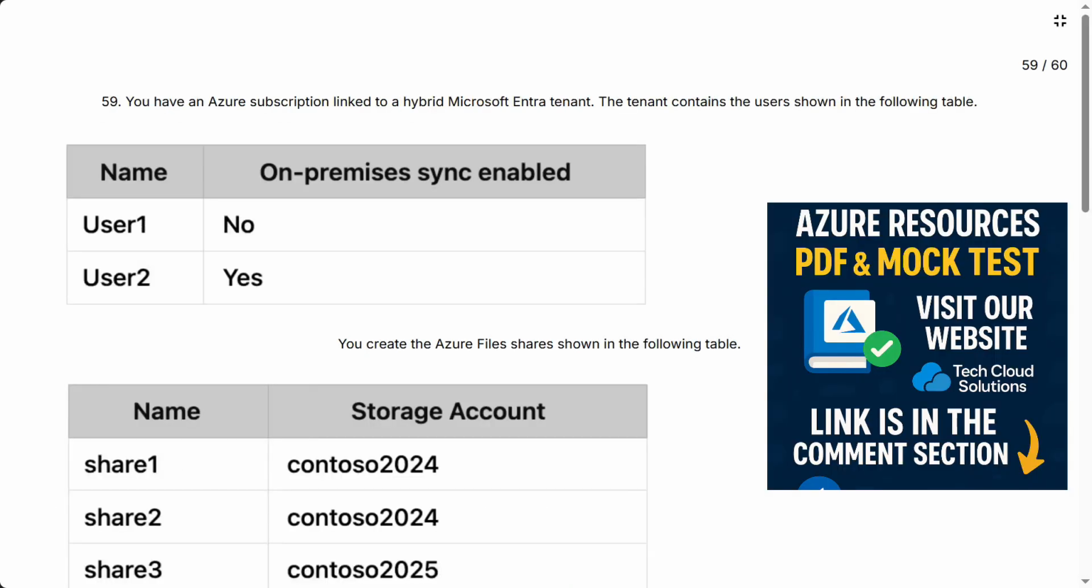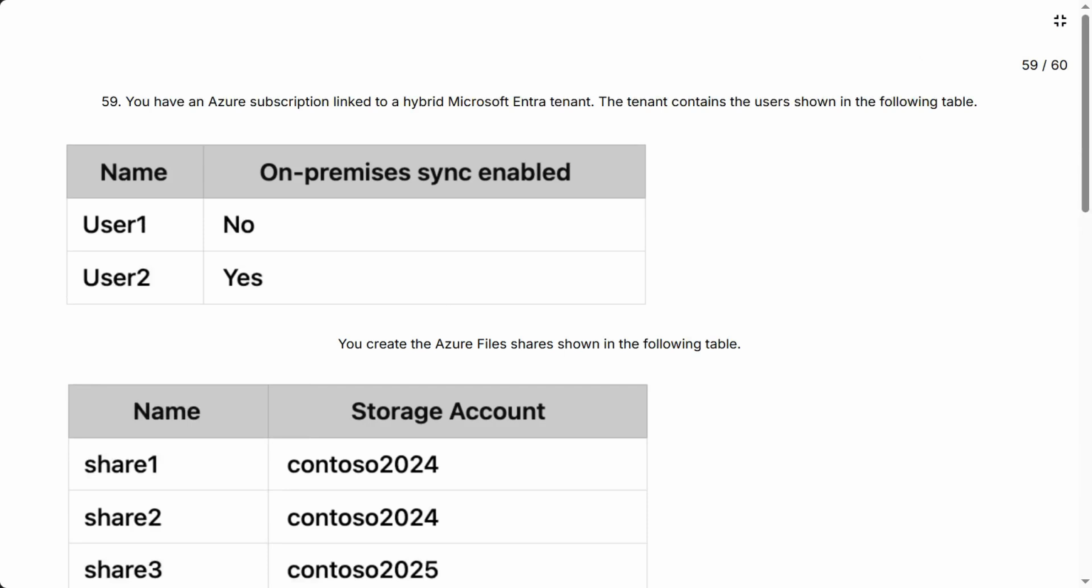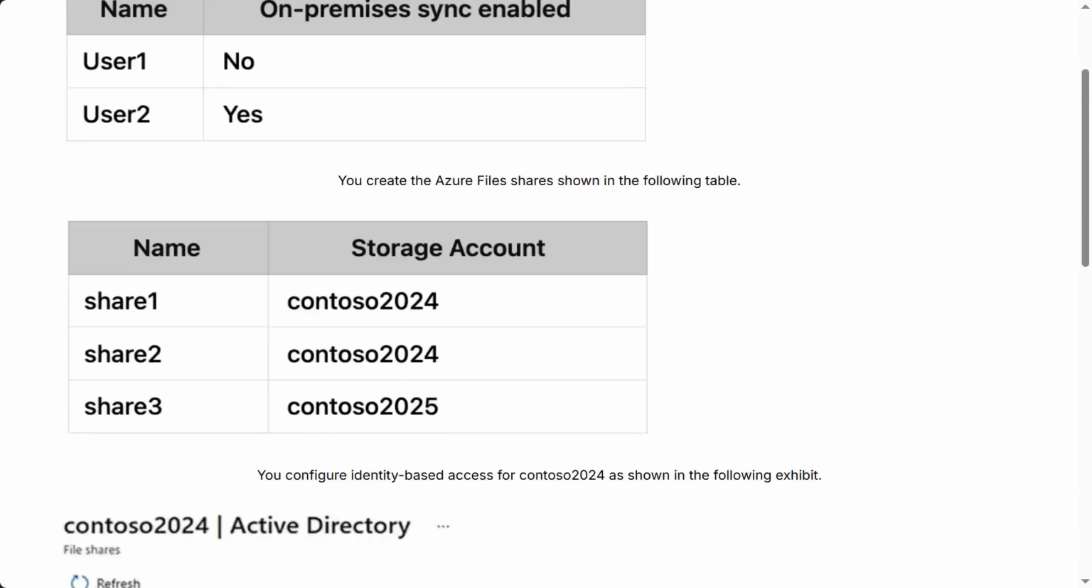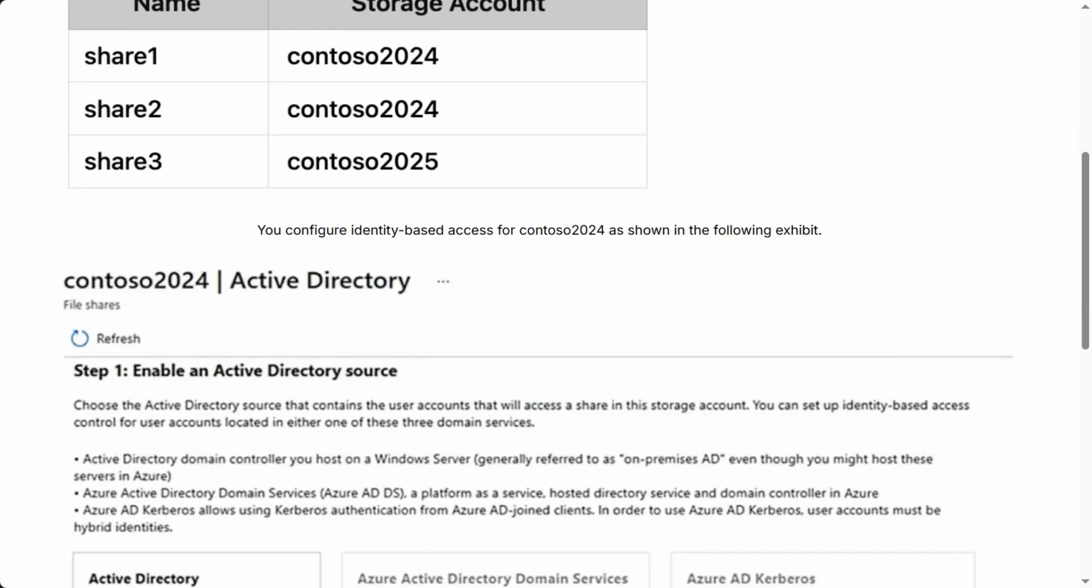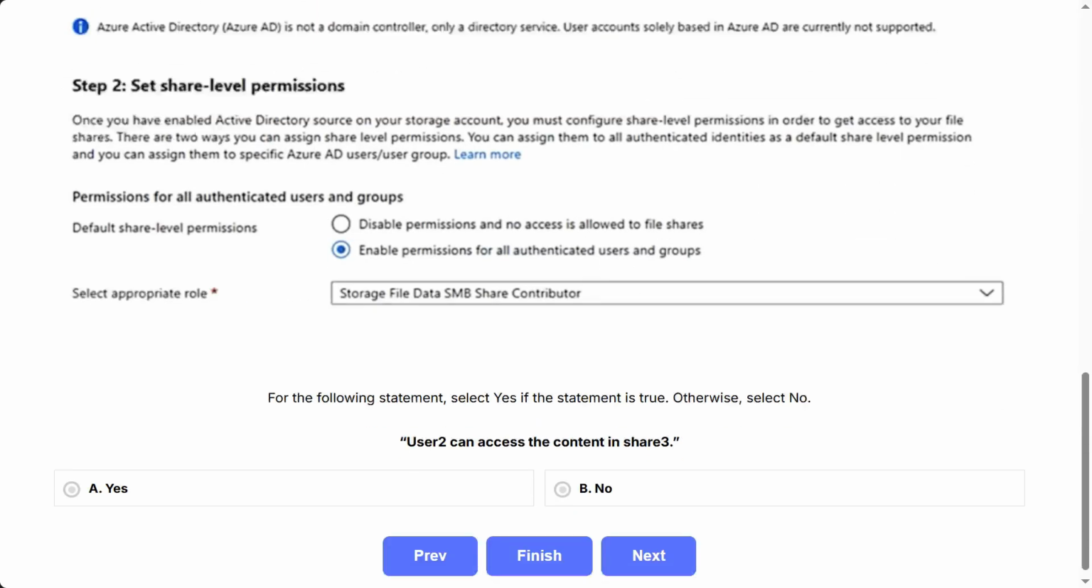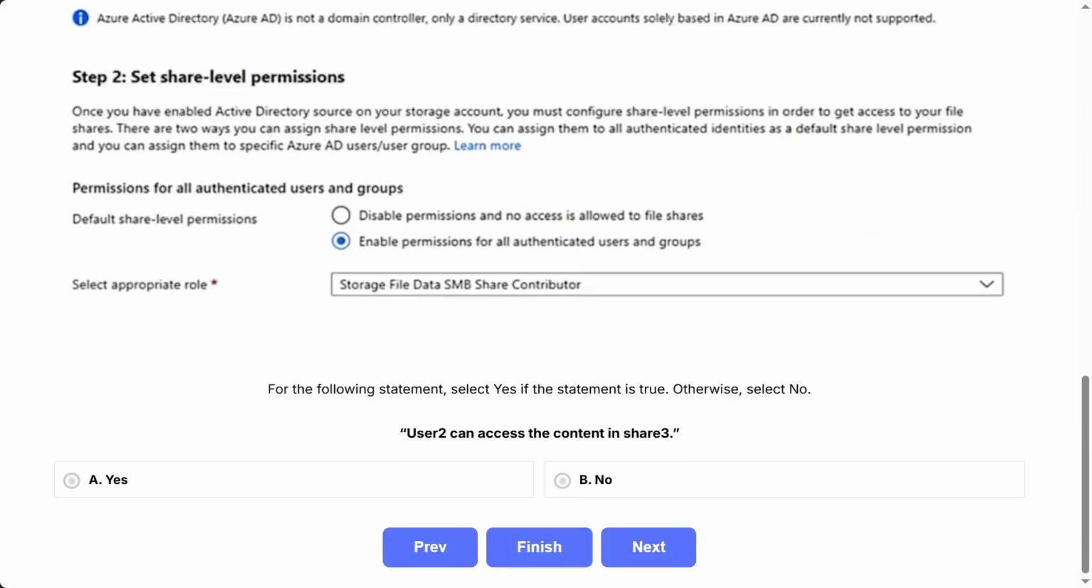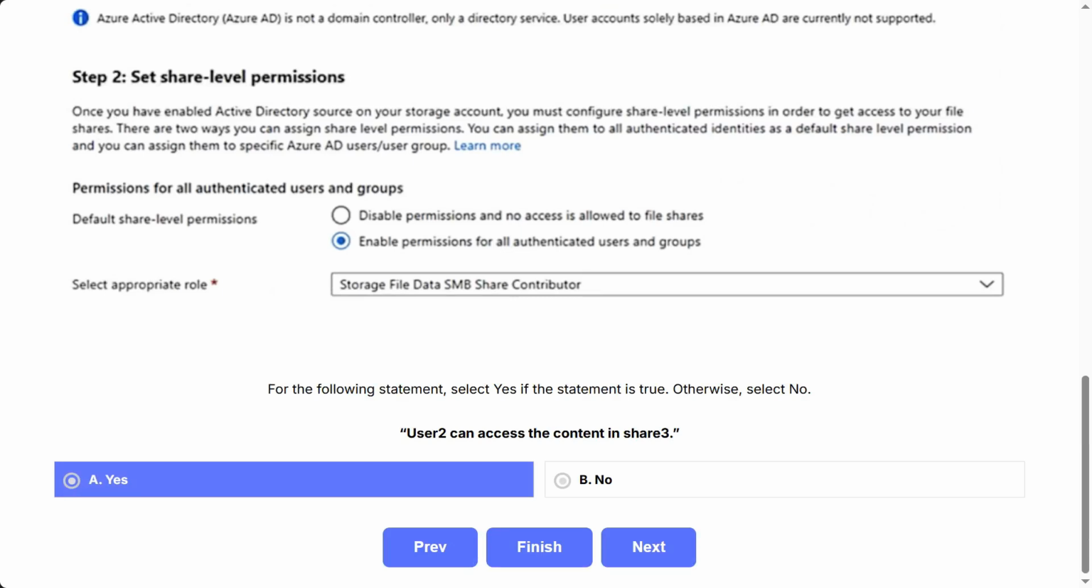Question 59. You have an Azure subscription linked to a hybrid Microsoft Entra tenant. The tenant contains the users shown in the following table. You create the Azure files shares shown in the following table. You configure identity-based access for Contoso 2024 as shown in the following exhibit. For the following statement, select yes if the statement is true. Otherwise, select no. User 2 can access the content in Share 3. The options are A, yes, B, no.